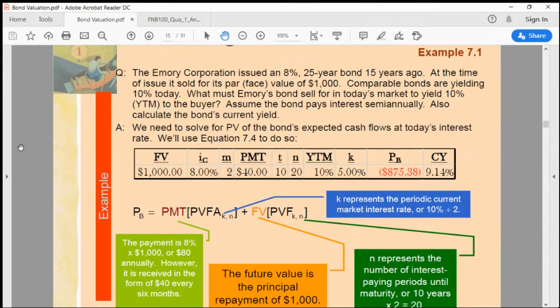Of course, it goes without saying, right? It's going to be a discount bond. So assume the bond pays interest semi-annually, and that's normally the case. So calculate the bond's current yield.